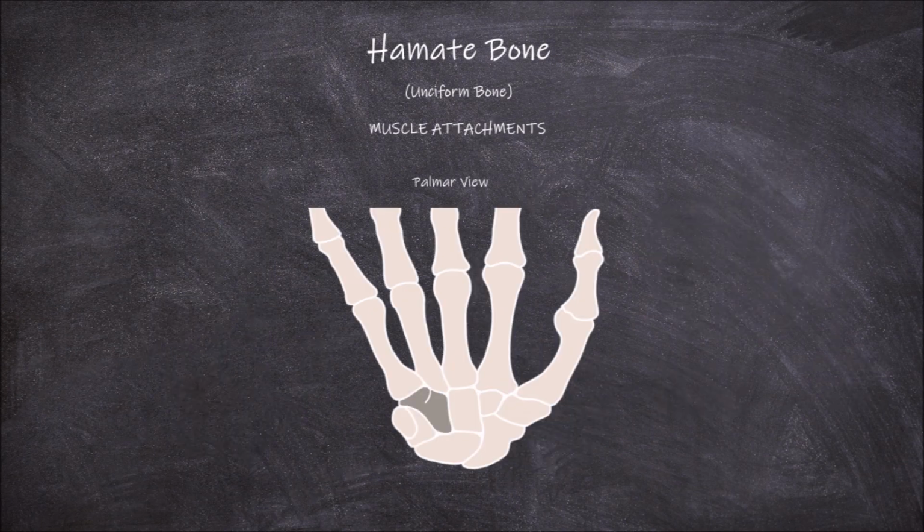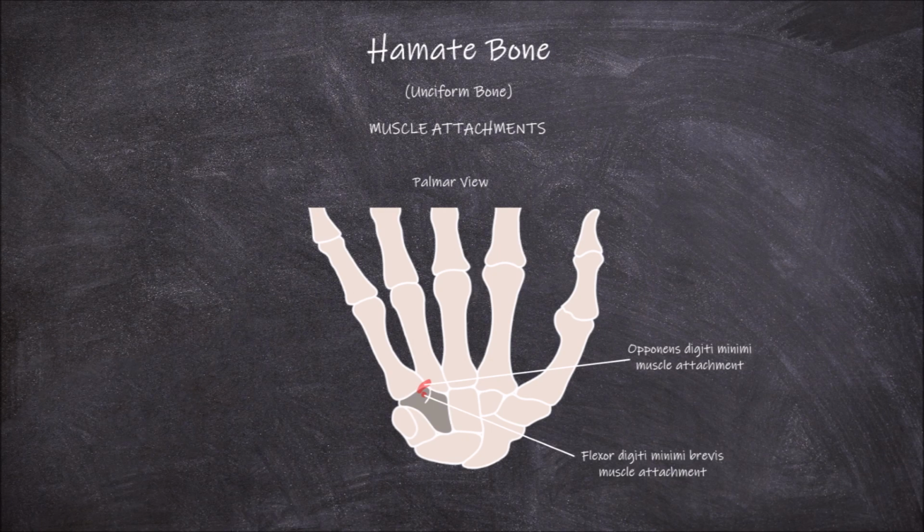What about the muscles that attach to this bone? 2 muscles attach onto parts of this bone. The flexor digiti minimi brevis muscle originates from the hook of the hamate on the palmar surface of this bone. A portion of the opponens digiti minimi muscle originates from the hook of this bone.